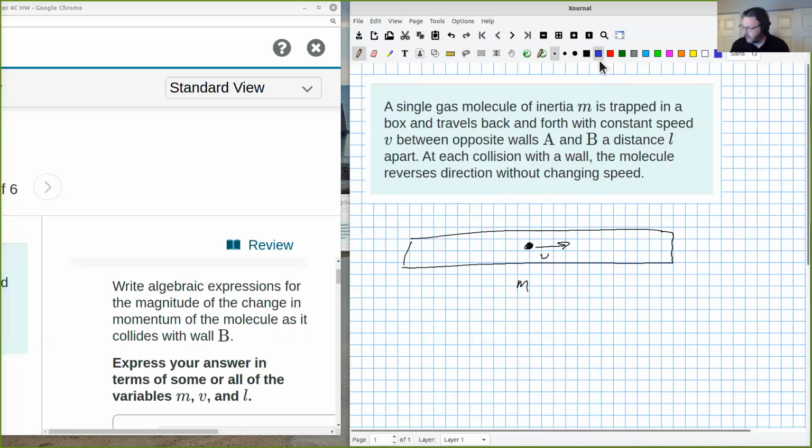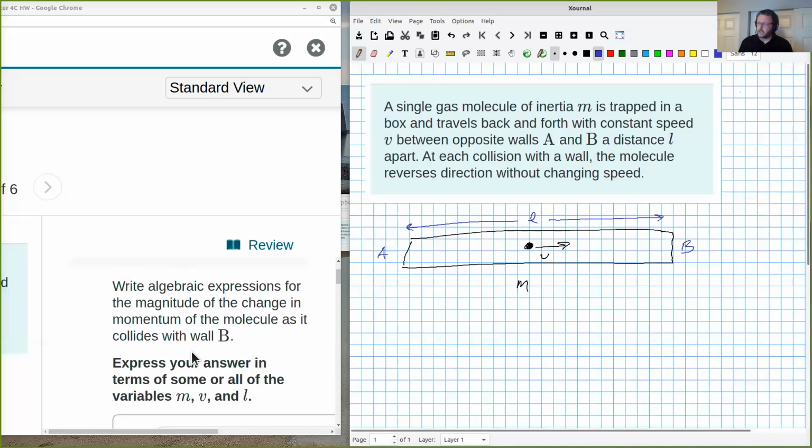So we've got a length for the box. That's the distance from one side to the other. We've got side A, side B. At each collision with the wall, the molecule reverses direction without changing speed. So that's what I mean by an elastic collision. So this is really like a real gas molecule trapped inside a box. It's just that it's the only one. As we get through it, we're going to reveal a bit more about what we're doing.